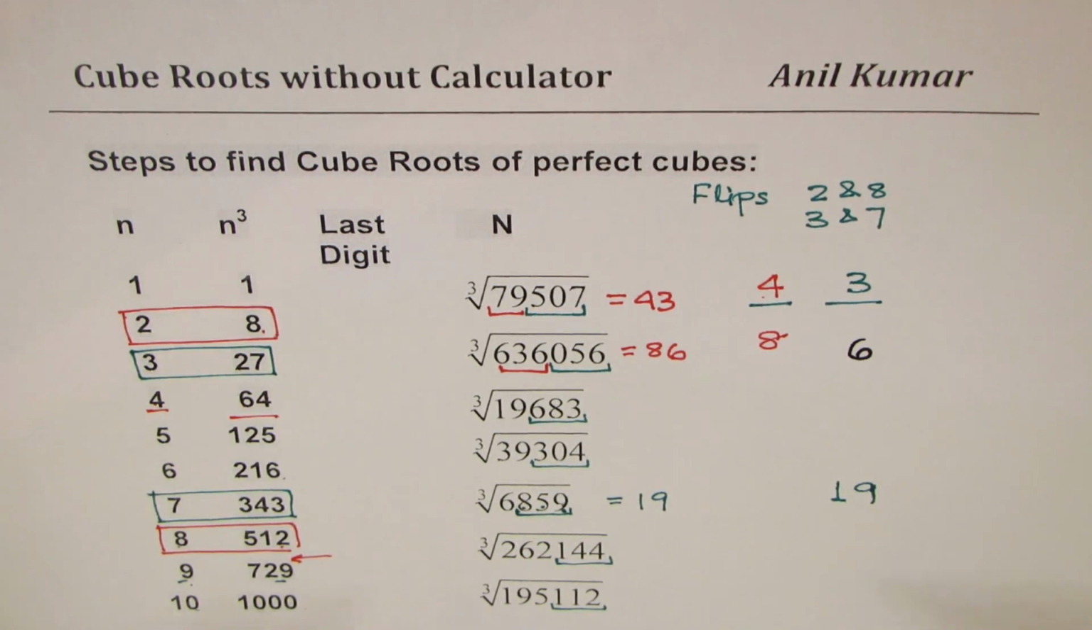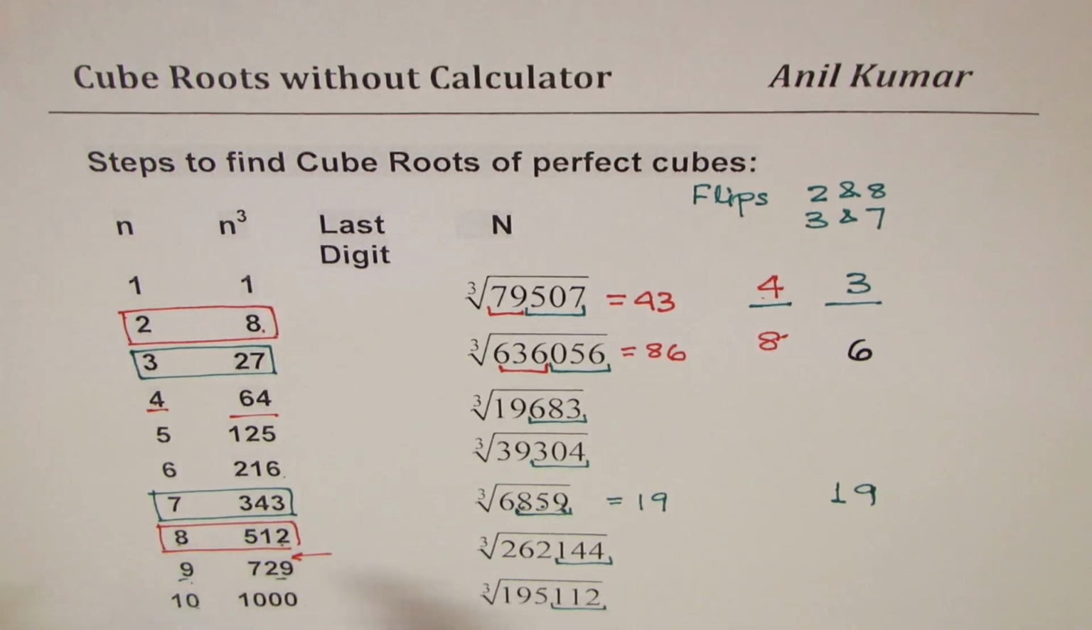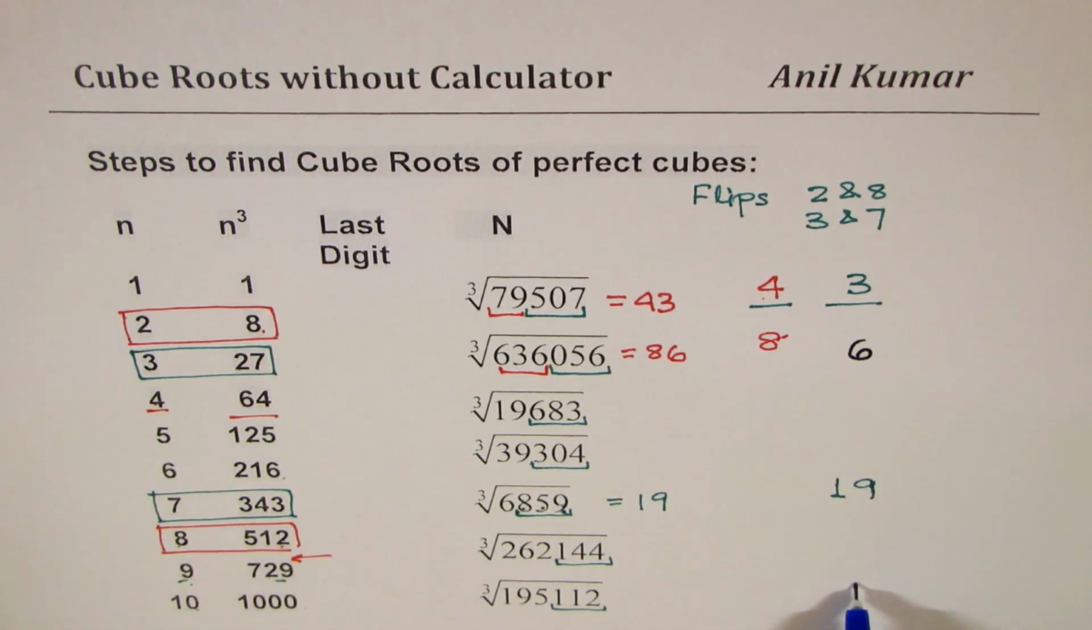So I hope you find it very simple and easy. Correct? Now let's take a bigger number. So we have 195112. Last digit is 2. 2 and 8 flips. So the last digit is 2 for 8. 8 cube is 512. So in the ones place you get 8.